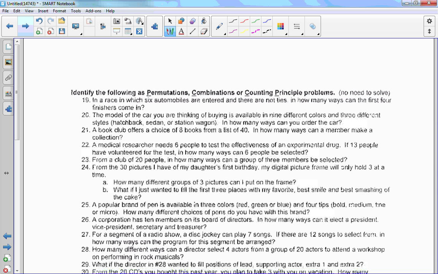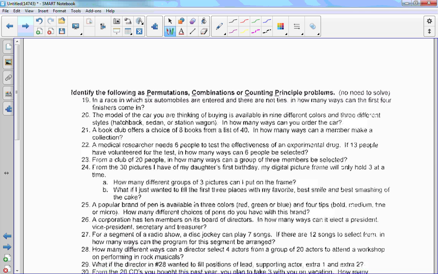The model of the car you're thinking of buying is available in 9 different colors. Man, I don't think cars come in 9 different colors anymore. It's like you have a choice of 3, and they're all the same. If I was to buy a brand new car and choose the color, I'd go with a bright color that no one has, because everything's like silver and blue and black and white, right? Yeah, I would choose a color that no one has.